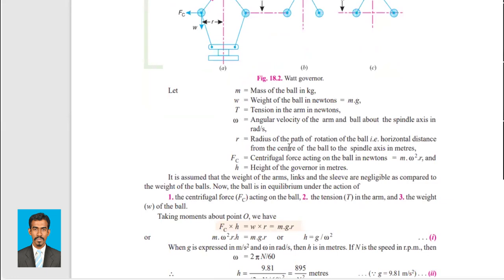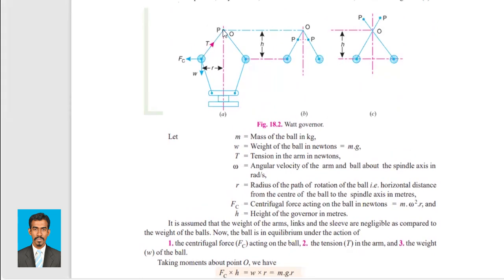It is assumed that the weight of the arms, links, and the sleeve are negligible as compared to the weight of the balls. So in the Watt governor, there's an assumption that the arms, links, and the sleeve are all of negligible weight when compared to the balls. So here is the arm, here is the link, and here is the sleeve. These all are of negligible weight when compared to these balls.